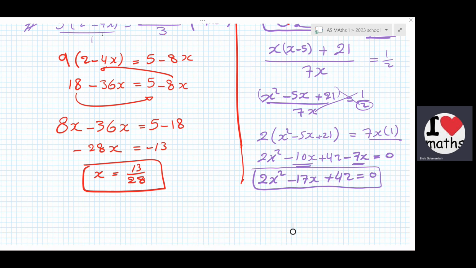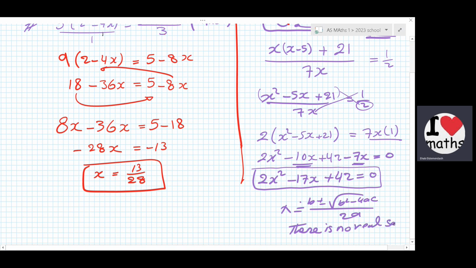Here, when I try to apply the quadratic formula, minus b plus minus root b squared minus 4ac over 2a, to find out the roots, we found there is a negative below the root. So we can say there is no real solution. It's rare, but it does happen. Okay? So that is how to deal with the linear equation or the quadratic equation.